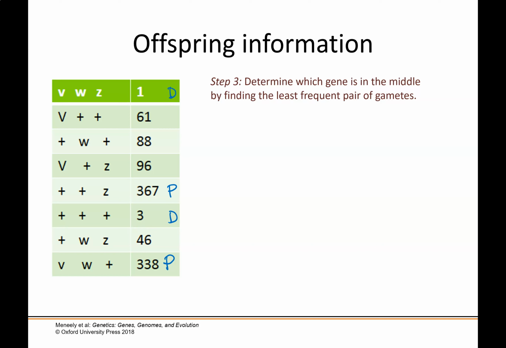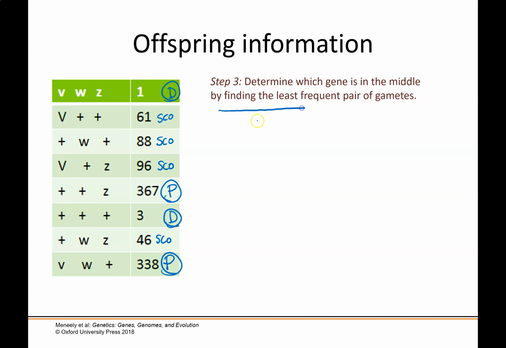So we could stop there. I'm just going to make a note that all of these other combinations are single crossover events, and we'll talk about those later. But right now we're worried about the double crossovers. So we are going to compare the double crossovers to the parental phenotypes to see which one is flipped.